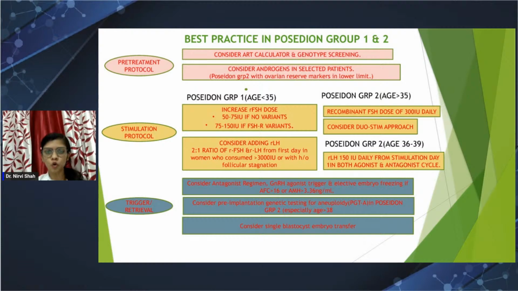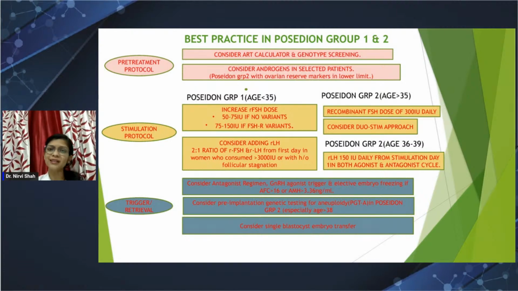But in Poseidon group 2, where the age is more than 35, we recommend starting a recombinant FSH dose of 300 international units daily. Also, in such patients, to extract the maximum from that particular cycle, we do consider a dual stim approach. What is the dual stim approach? You stimulate in the follicular phase as well as the luteal phase. In the luteal phase, after the ovum pickup is done, we again start with gonadotropins as well as an antagonist cycle or an agonist cycle, and then we give a GnRH agonist as the trigger. Whatever oocytes we get, we freeze the embryos, and then we do a frozen embryo transfer in the subsequent cycle.